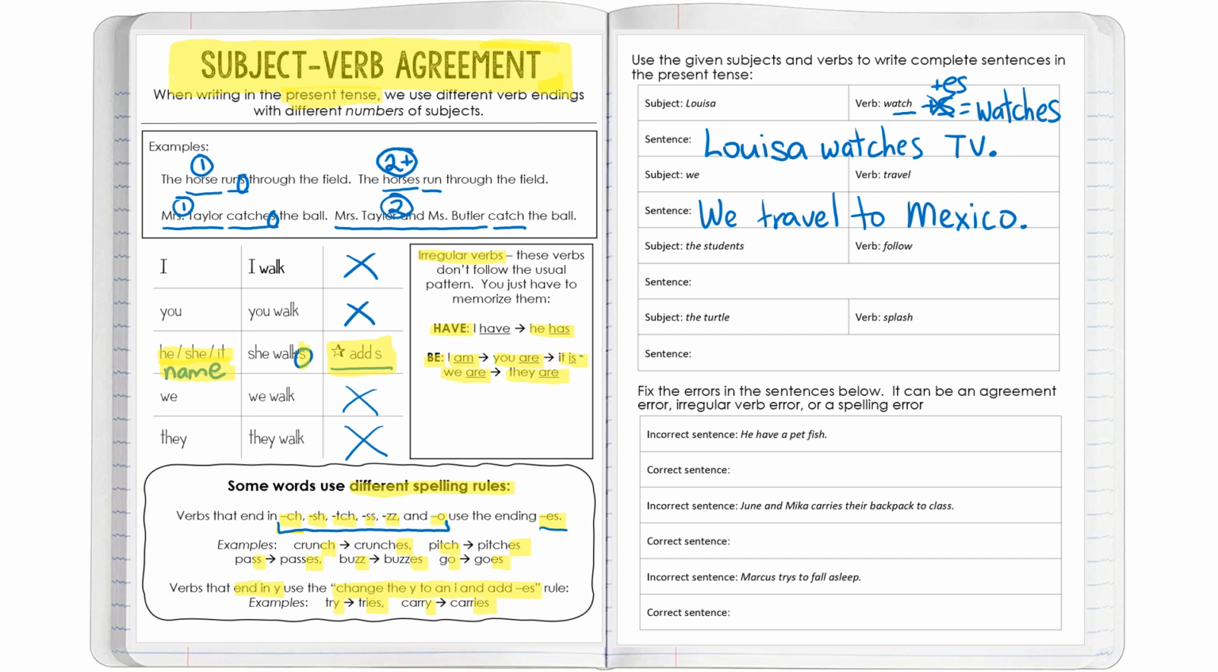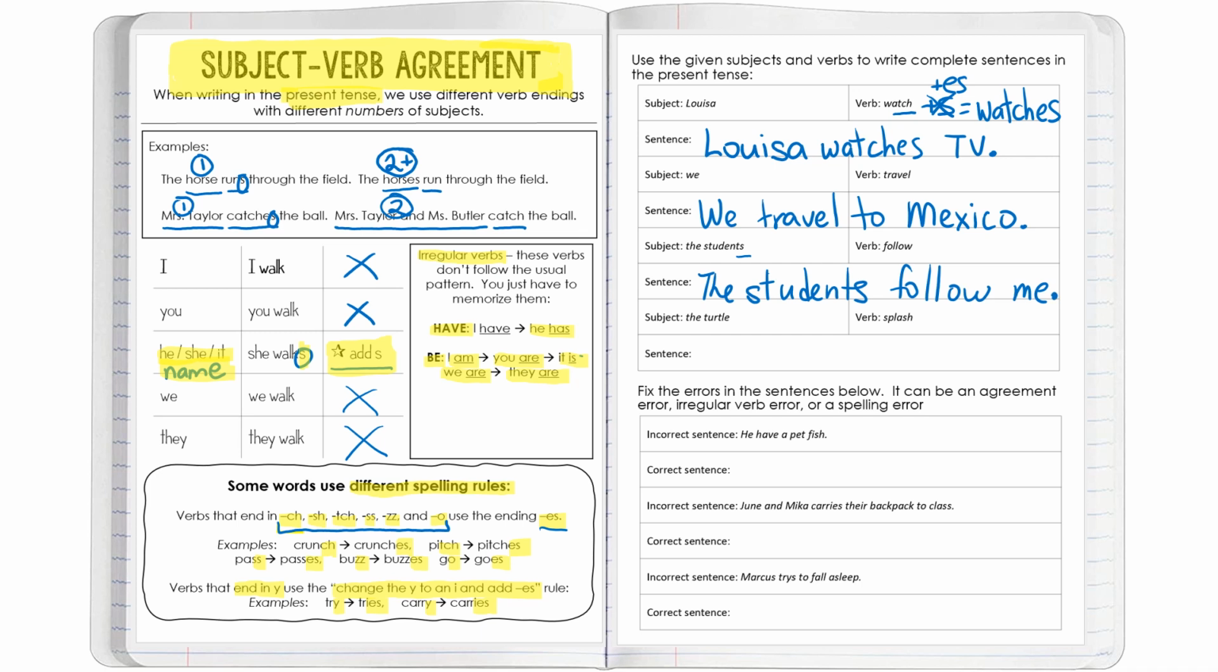Our next subject is the students. Since it ends with an S, I can see that this is plural. Looking at my chart, that would be the same as they. It's a group of people. And my verb is follow. Since I'm using the they version, because I have multiple people, I don't have to make changes. So it's just the students follow, and I can make them follow whatever I want. The students follow me. That's all I've got space for.